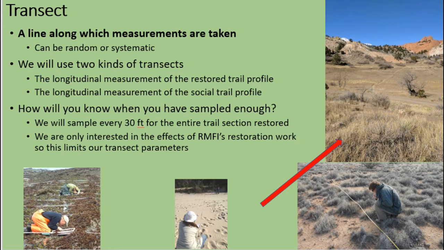We will use two kinds of transects: the longitudinal measurement of a restored trail, and the longitudinal measurement of a social trail profile. We looked here at this picture in another video. There's an example of a social trail crossing the valley. We are going to sample every 30 feet for the entire trail section restored. So in the context of vegetative cover, we're going to lay the quadrat down every 30 feet for the entire trail section restored. We are only interested in the effects of RMFI's restoration work, so this limits our transect parameters.